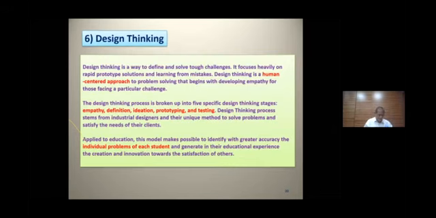Then the sixth concept is design thinking. It is slightly new. It may look as if it is new, but it is also not a new method. It is already adopted in industries.